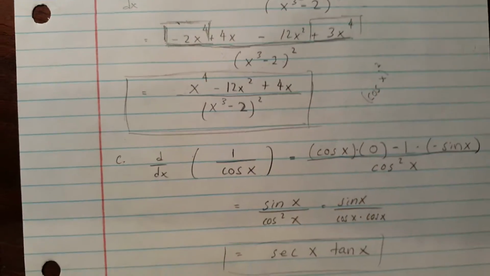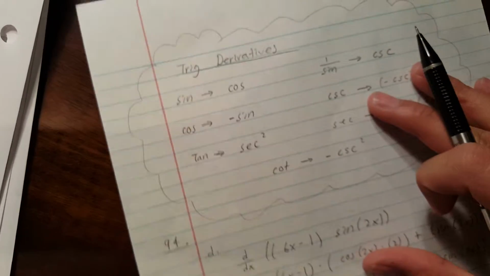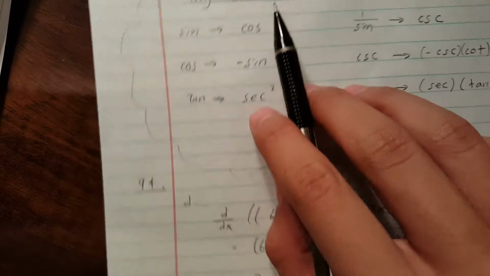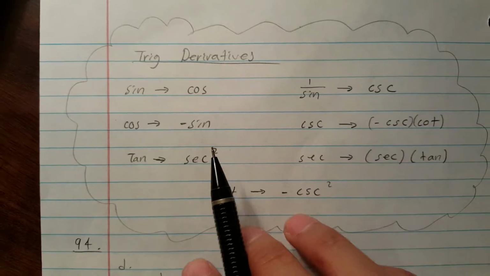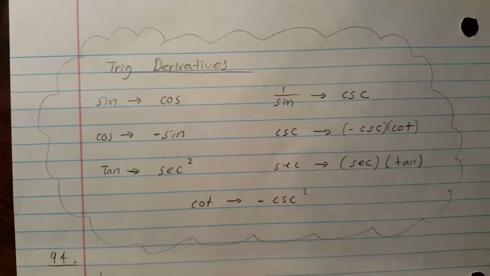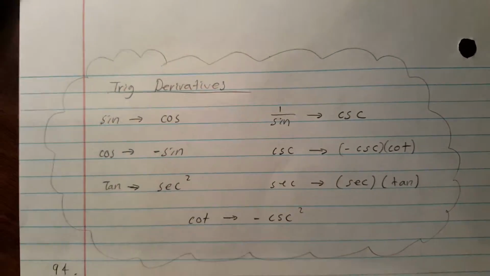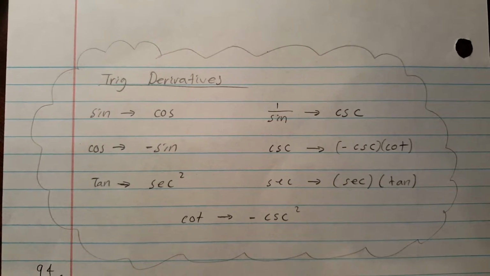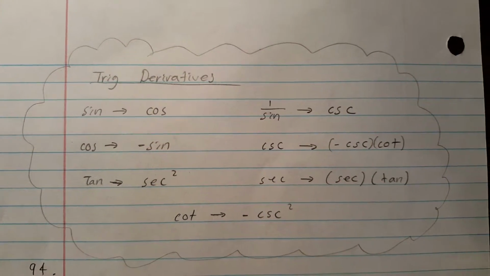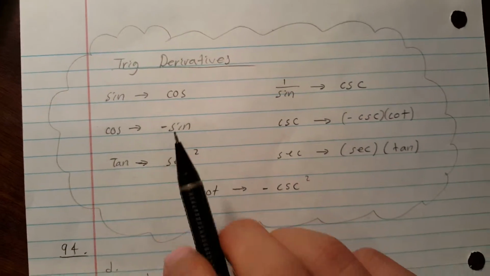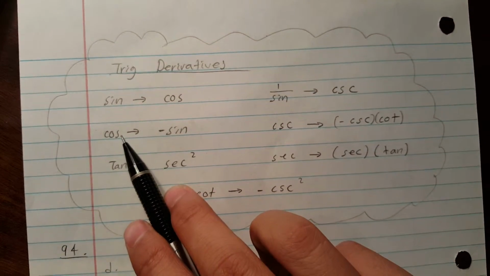Now what's interesting about this guy right here is actually a trigonometric derivative. Now a trigonometric derivative is just one of, I believe, seven that I have here. I recommend that you memorize these because we already know a couple of them. I mean, look at that. The derivative of sine is equal to cosine, and the derivative of cosine is equal to negative sine.